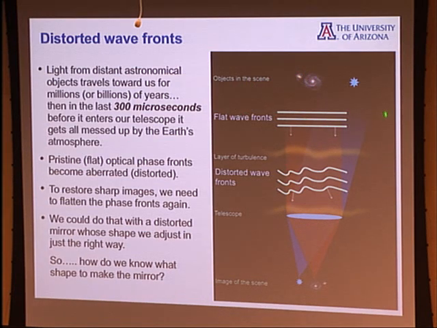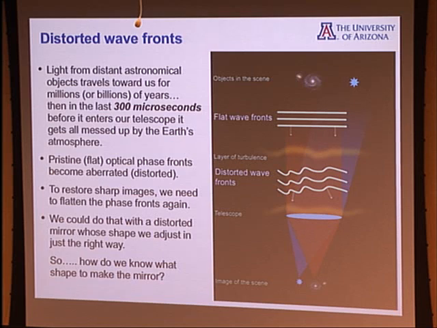Waves of light with nice, pristine, flat, collimated wavefronts come towards us. And if they're coming from M31, they spend 2.5 million years galloping through intergalactic space at 3 times 10 to the 8 meters per second. And then 300 microseconds before it reaches your eye or your telescope, it goes through this aberrating atmosphere and gets all messed up. And the astronomer's like, no!